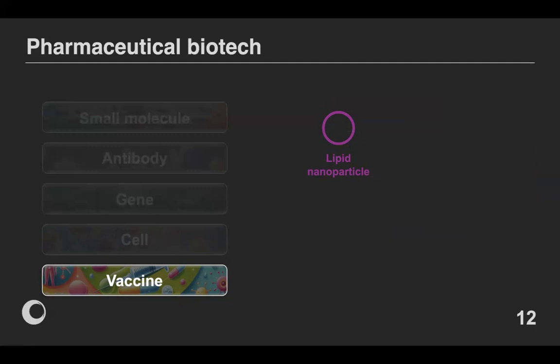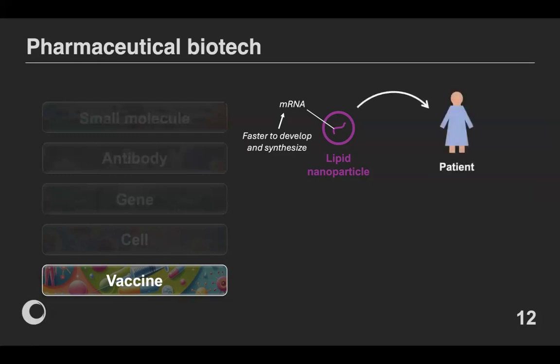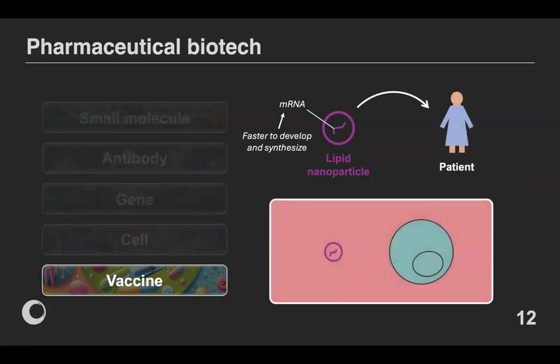The idea here is that you can have these lipid nanoparticles that carry something called mRNA. And these mRNAs are much faster to develop and synthesize than these previously traditional vaccine modalities. You can take these lipid nanoparticles that carry these mRNAs and introduce them into a patient. These lipid nanoparticles will interact with cells in the body and introduce these mRNAs.